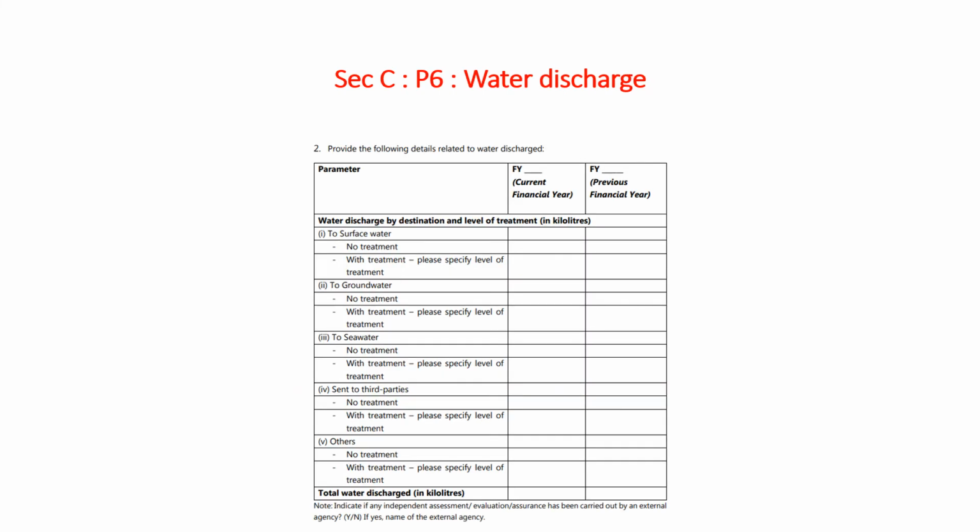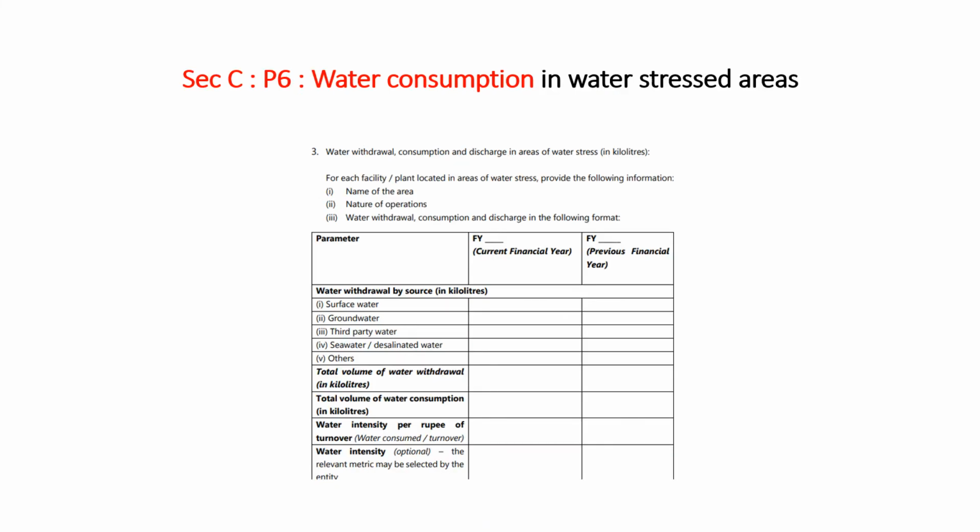Water discharge, how much is being discharged to surface, ground, sea water, and whether it is with no treatment or with treatment, third party and others. So these are the details of how you are actually discharging the water. And is there any water consumption in the water stressed areas? So water withdrawal, consumption and discharge in the areas of water stress has to be given, with details of which area, what is the operation, and how much water is withdrawn, consumed and discharged in the below format.